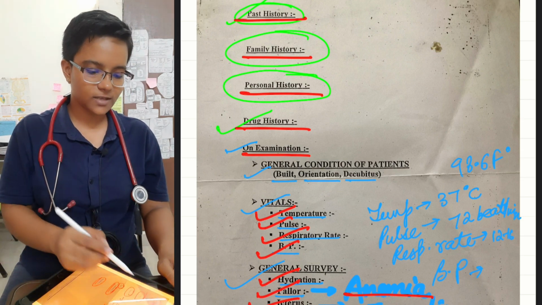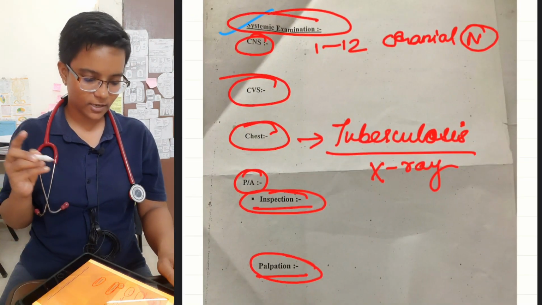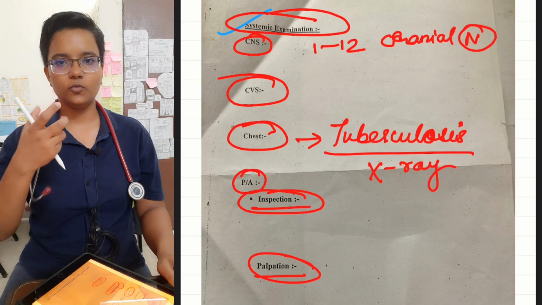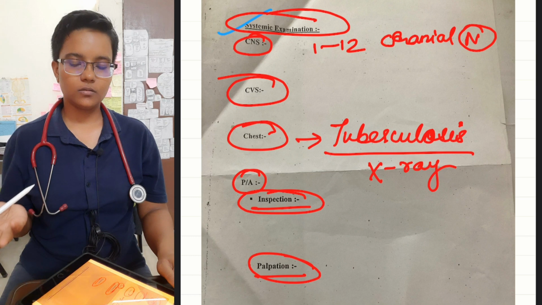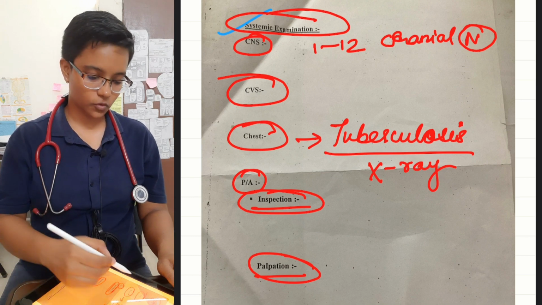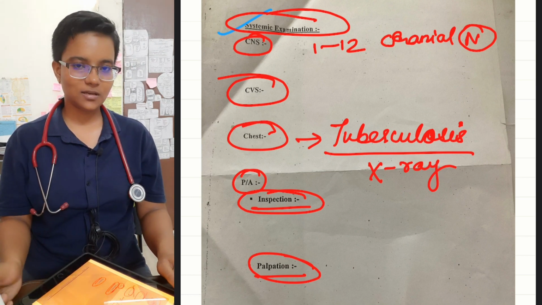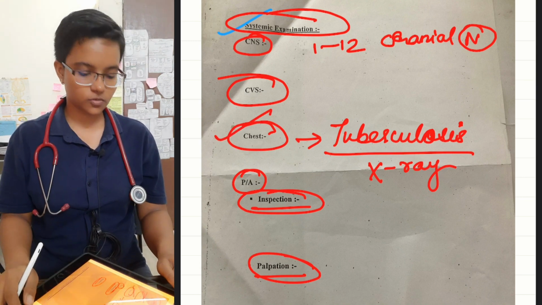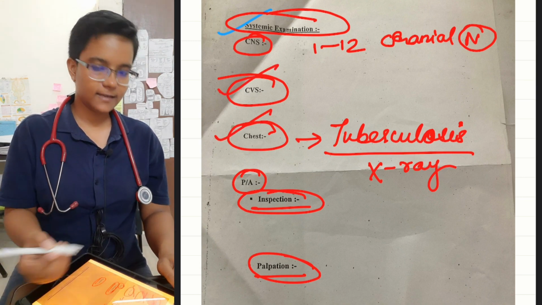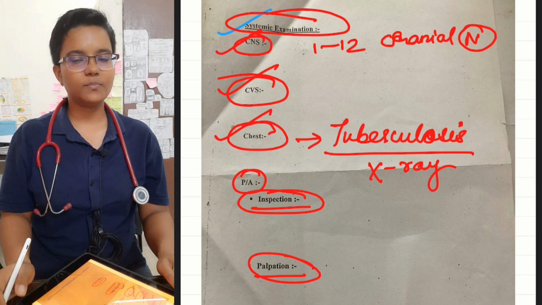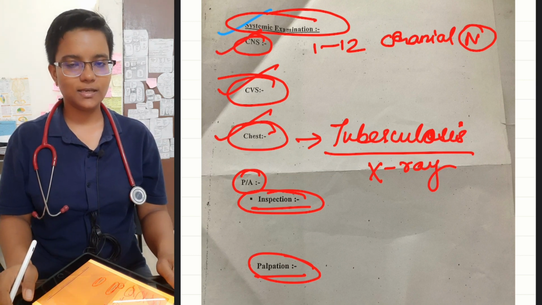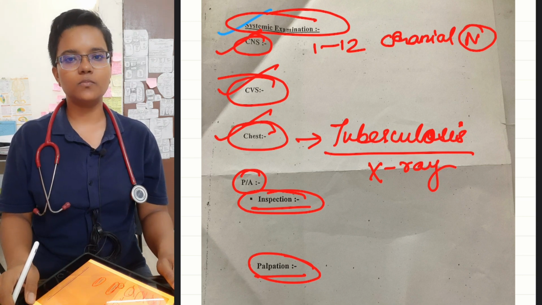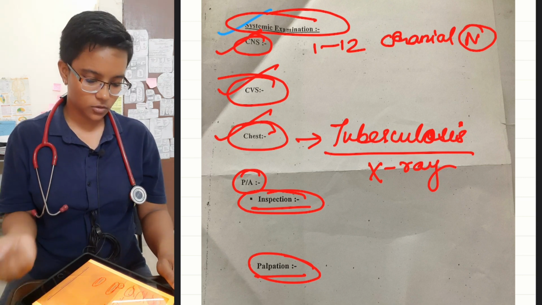Now systemic examination for the CNS, CVS and respiratory system. While you are checking or auscultating, you will know about the chest and the symmetry, etc. CVS, heart sounds. CNS, like nerves, Babinski sign, etc. You can see upper motor neuron or lower motor neuron lesions.